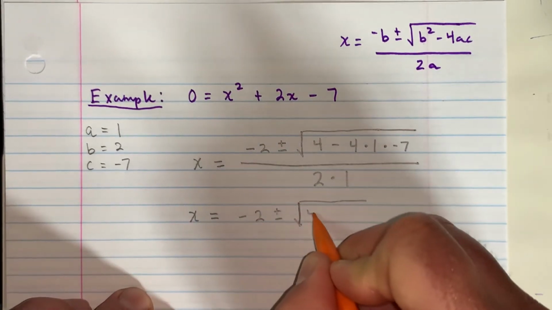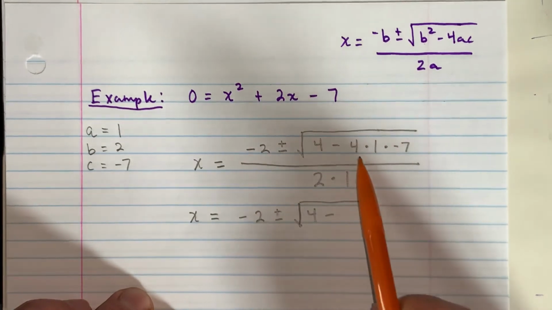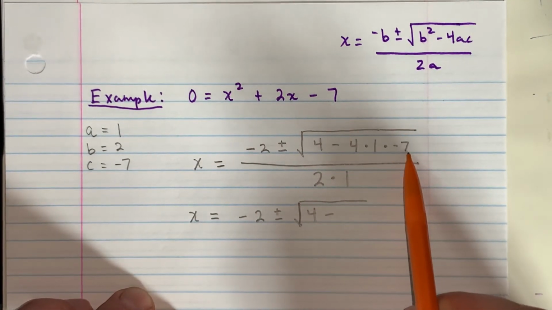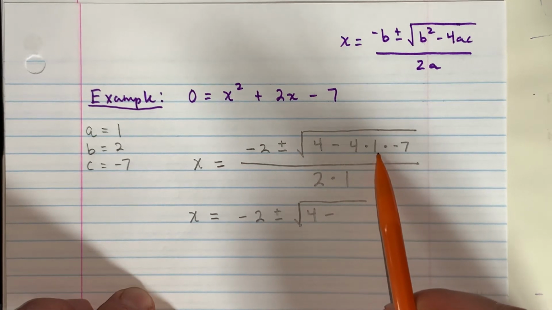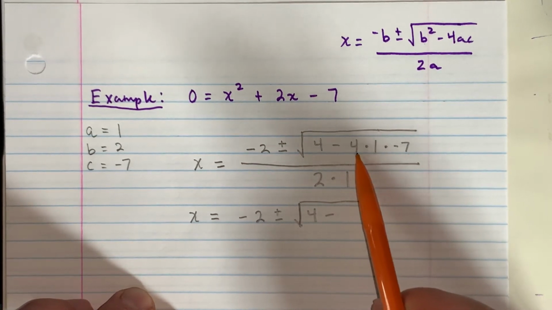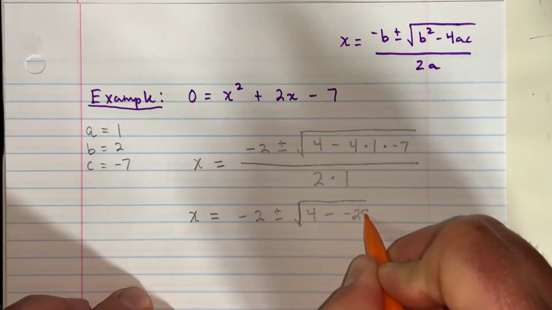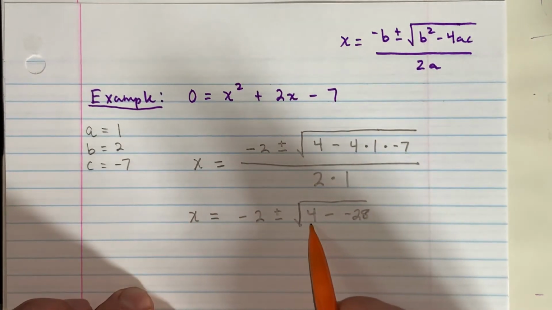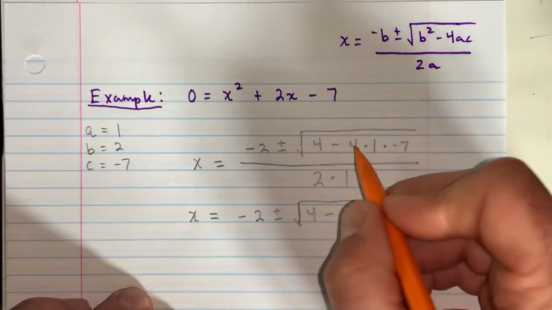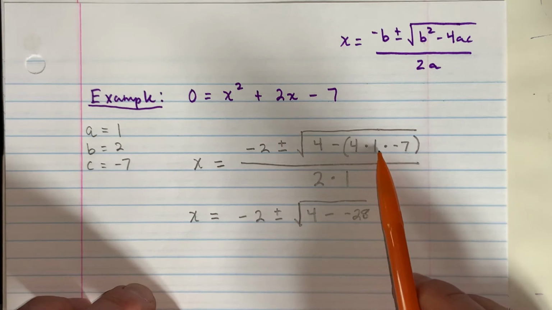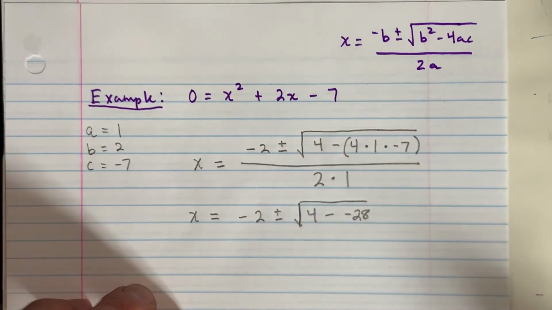So this would be 4 subtract 4 times 1 times -7. So this would be 4 right here. This would be 4. And then 4 times -7 would be -28. All right. So this is 4 subtract a -28. One way you can think about it is like that, right? This would be a -28 and we're subtracting a negative.